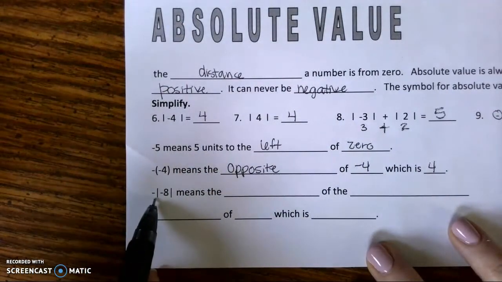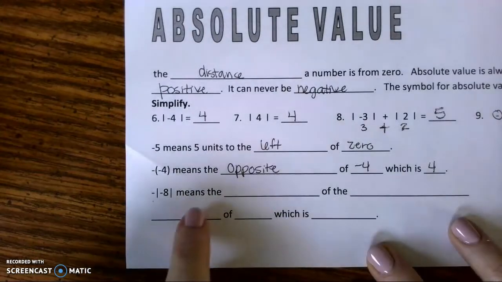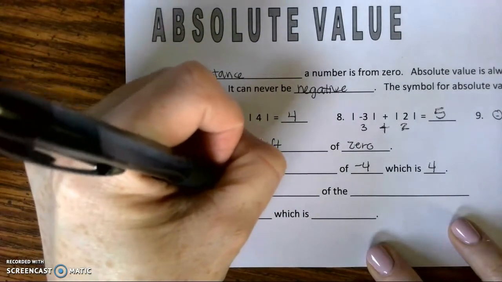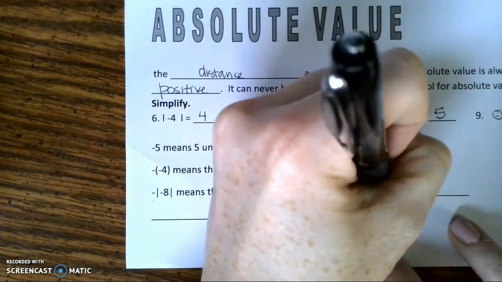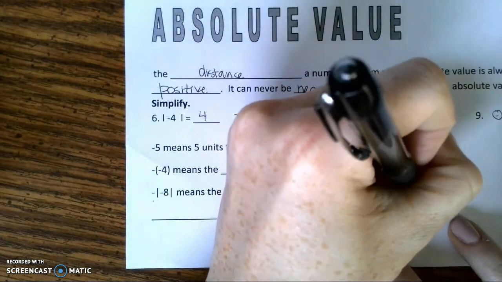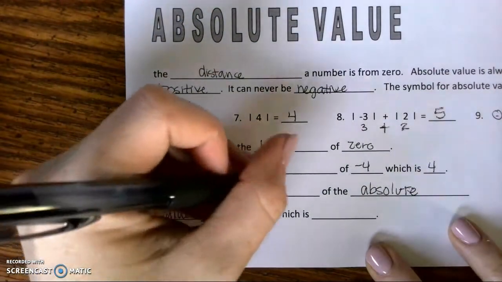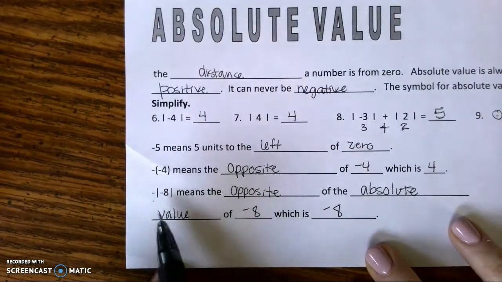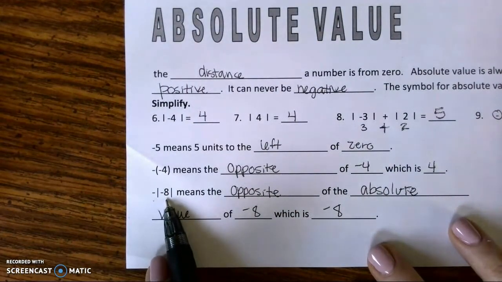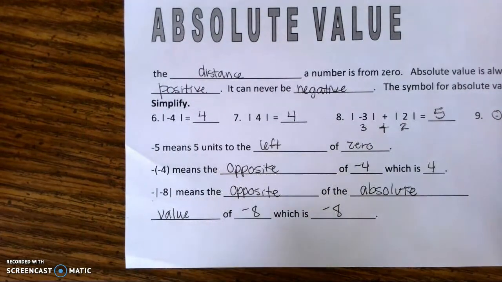Down here, we have a negative outside the absolute value of -8. That would mean that it is the opposite of the absolute value of -8. The absolute value of -8 is +8, but since we have that negative outside, it's saying the opposite of +8 is -8. That's where we're getting our answer.